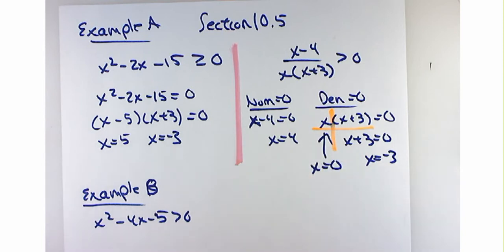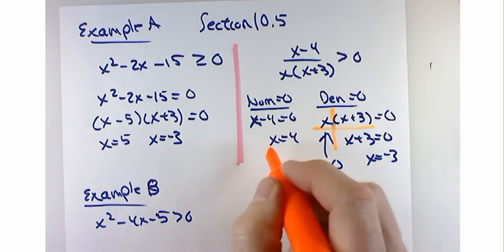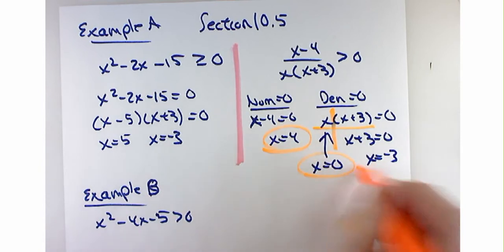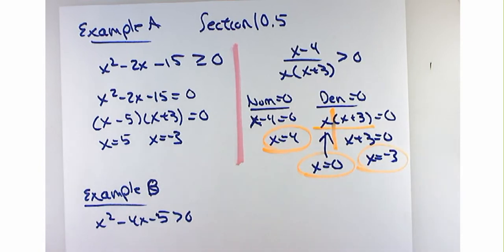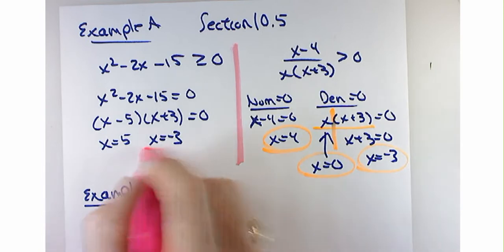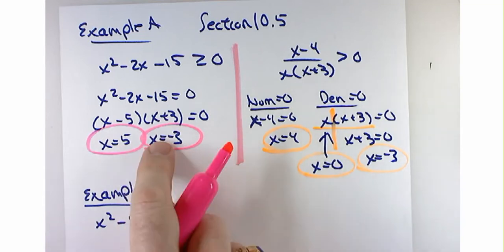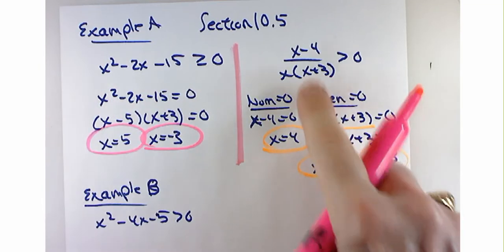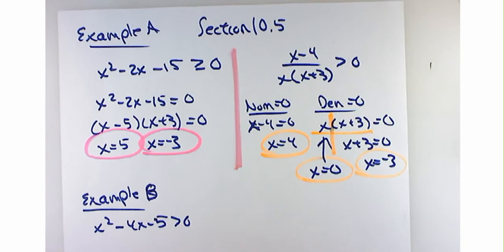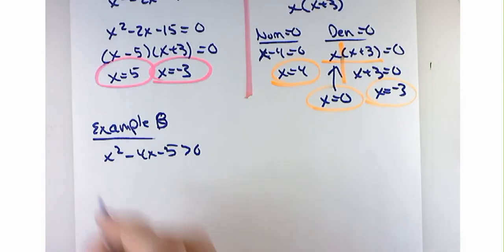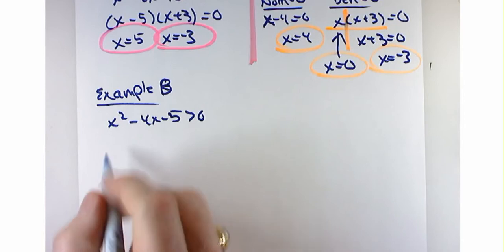So as far as your critical points, you've got 3 of them here, 1, 2, and 3. And for the first problem, you had 2 of them. These were your critical points. These are places where the polynomial equals 0, or in this case, the rational polynomial is undefined. Now, to go a little bit beyond that and actually finish solving, we got to do a little bit more. Let's work with example B.